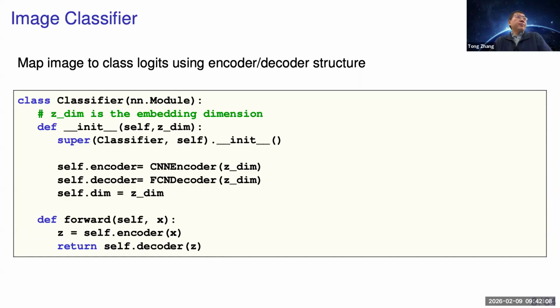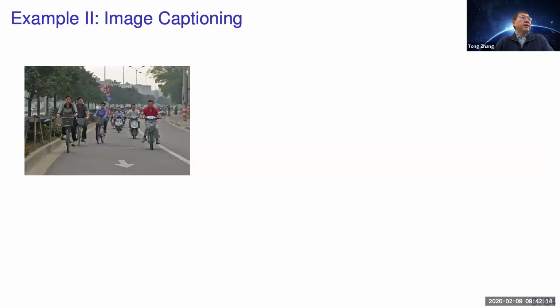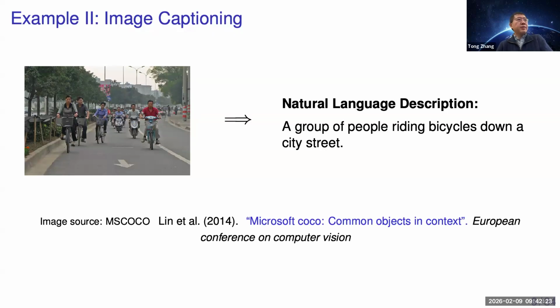Using this idea, you can do whatever you want. You can do a lot of other things, including generation and so on. For example, this is a somewhat more complex task than image classification. This is an image, and captioning means you want a natural language description. This particular example comes from Microsoft COCO, which is a very common dataset for this kind of captioning, image understanding, detection, and so on.